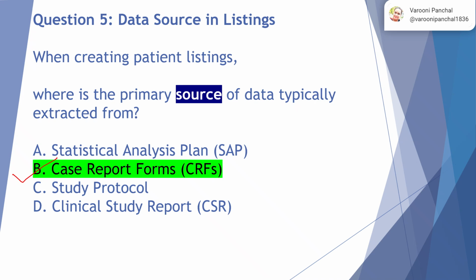Now the statistical analysis plan comes after the study protocol. So this is not the right answer. Even the study protocol comes after the design of your case report form. So this is also not the right answer. Option D says clinical study report. Now this comes after developing the statistical analysis plan. Hence this is not the right answer.